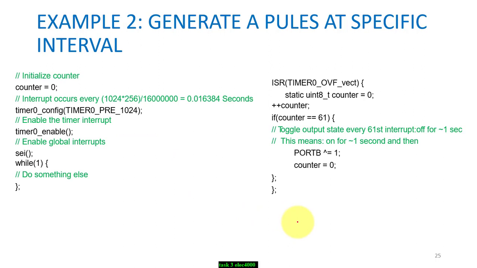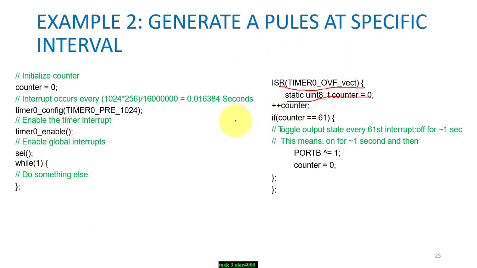So what we are going to do, we are going to initialize our system over here, and then inside the ISR we are going to create a static uint8_t counter. Now, why static? Because I want this variable to be a local variable that does not change from whatever happens outside. So we create a static uint8_t counter equal to 0, and we say counter plus plus. If counter is equal to 61, toggle. If not, we go back and wait for another interrupt.